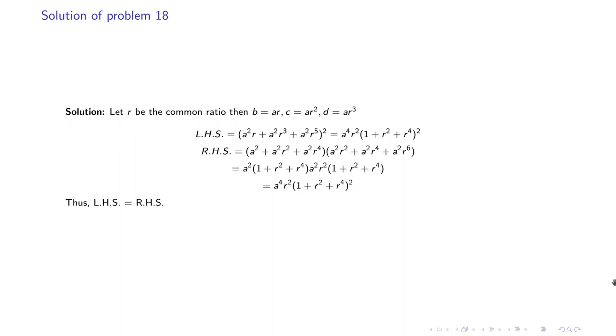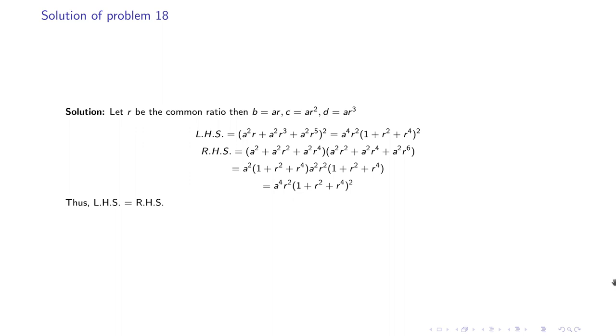Now the right hand side is (a square plus b square plus c square) multiplied with (b square plus c square plus d square). We substitute the values to get (a square plus a square r square plus a square r^4) multiplied with (a square r square, a square r to the power 4, a square r to the power 6). From the first term we take out a square outside. So we get a square into (1 plus r square plus r to the power 4).